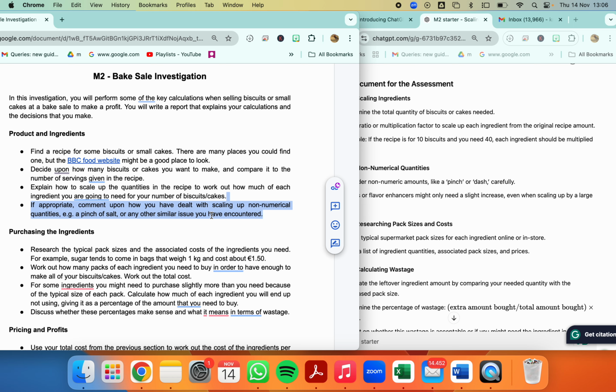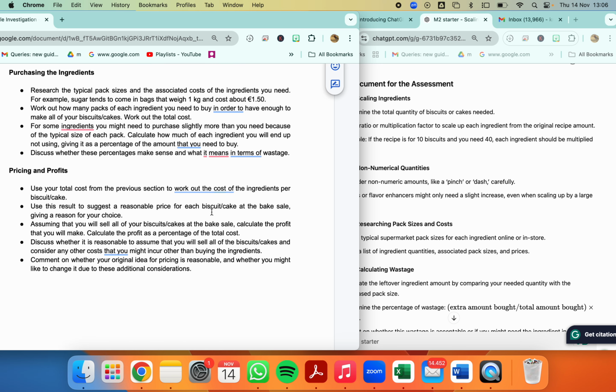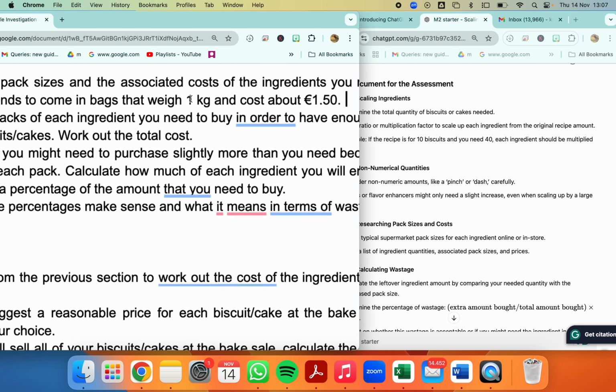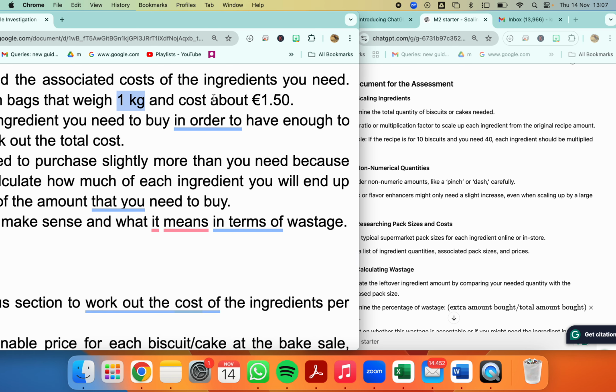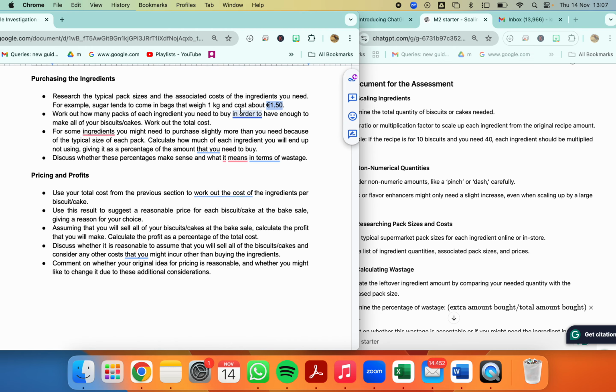So, finding the pack sizes and prices. Now we're going to look at how much of each ingredient we're going to buy. So we're going to check the pack sizes and prices for each ingredient. So this says to research the typical pack sizes associated with the costs you need. For example, sugar tends to come in bags that weigh 1 kilogram and cost about €1.50. So for example, if you need 2 kilograms instead of 1 kilogram, all you're going to do is say that costs 2 times 1.50, which is €3.